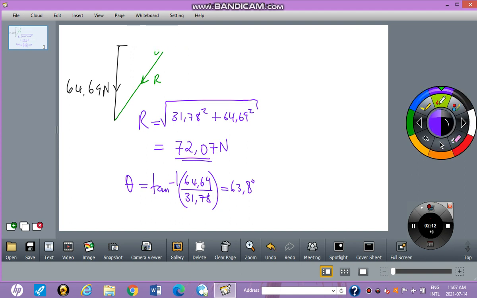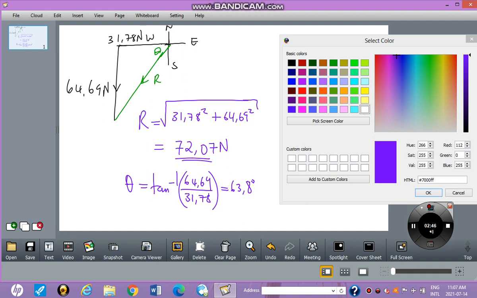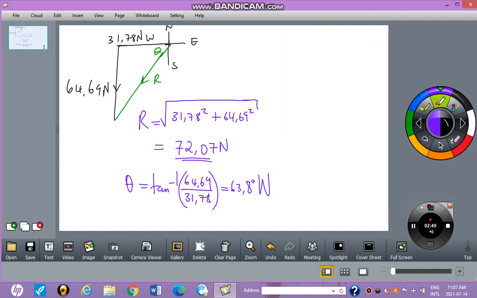let me just draw this and check where your directions actually started. So you have north, east, south, and the west over here, and this is the angle that we were looking for. The angle that we found is more closer to the west, so we are going to say this is west of south.